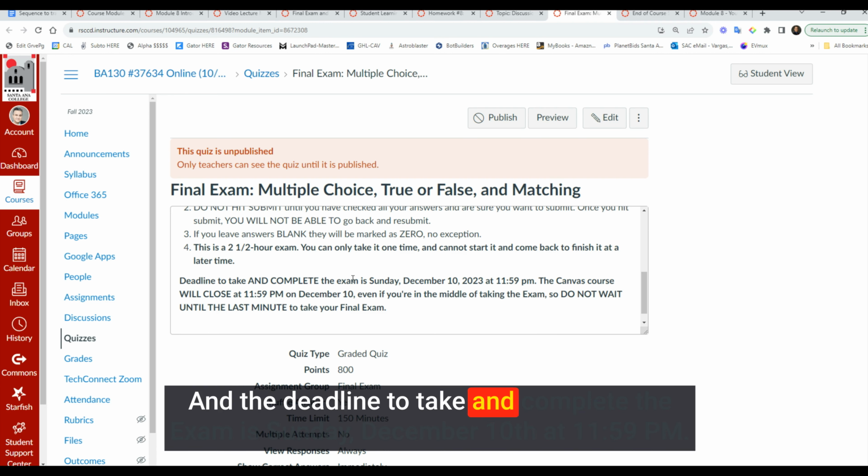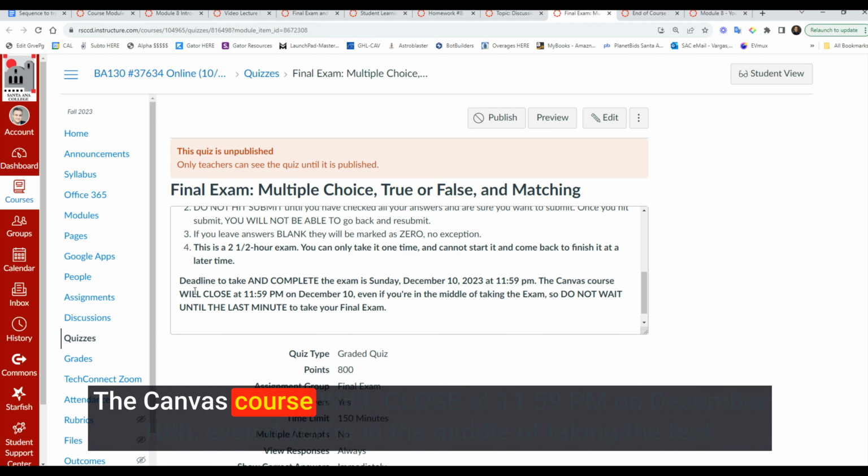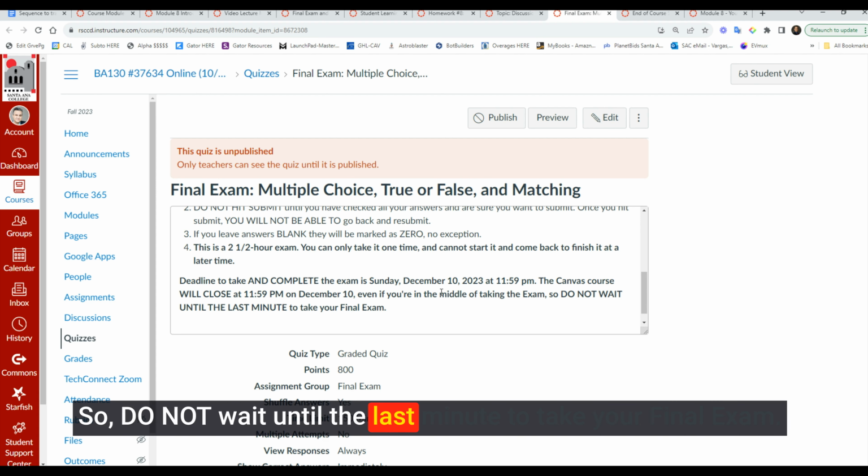And the deadline to take and complete the exam is Sunday, December 10th at 11:59 p.m. The Canvas course will close at 11:59 p.m. on December 10th, even if you're in the middle of taking the test. So do not wait until the last minute to take your final exam.